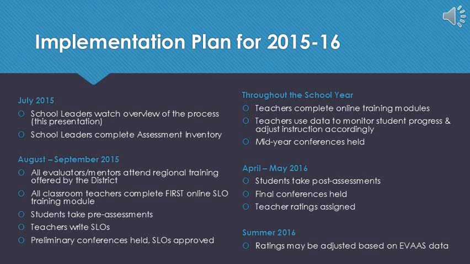The goal is to ensure that every student is progressing toward their own individual objectives and to intervene when a student is not on track. Evaluators will hold a mid-year conference with every teacher to evaluate this progress. At the end of the year, students will take their post-assessments, a final conference will be held with each teacher, and ratings will be assigned based on SLO performance.